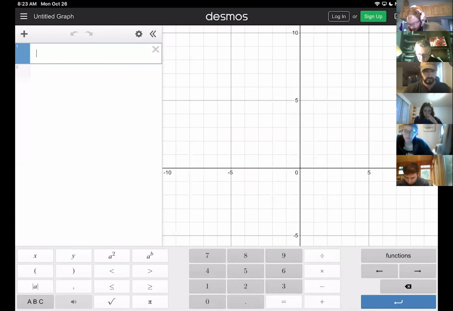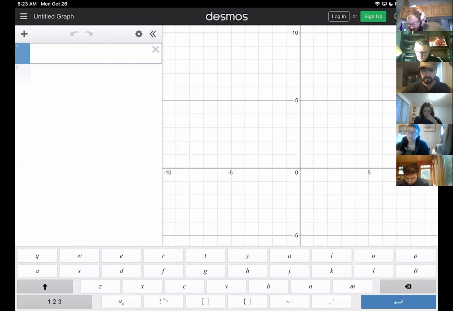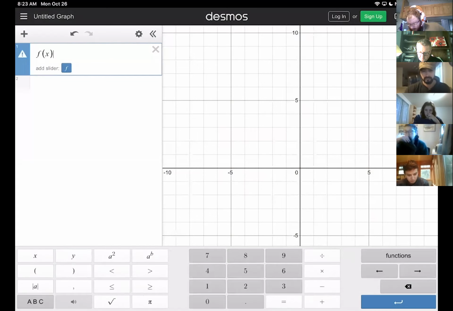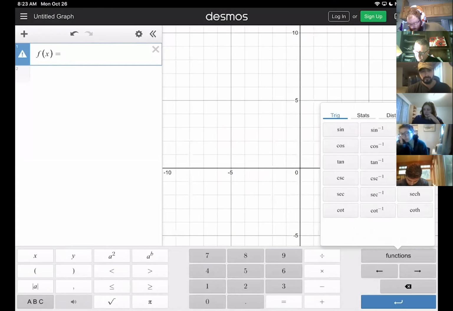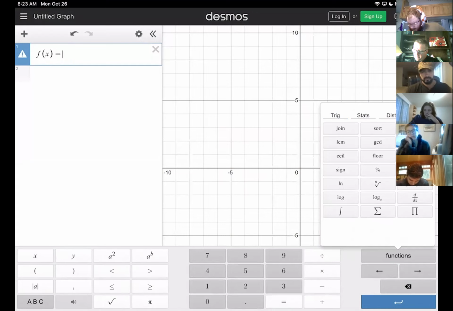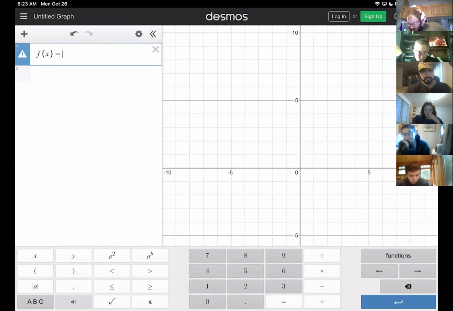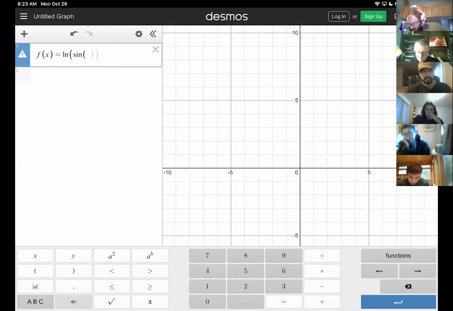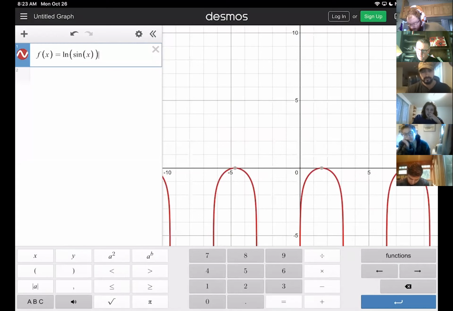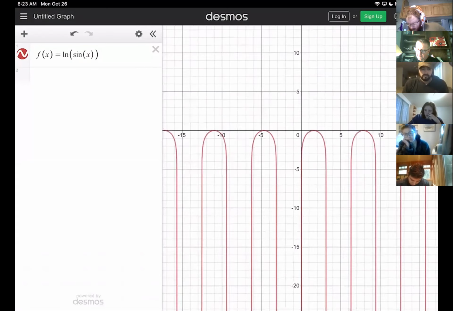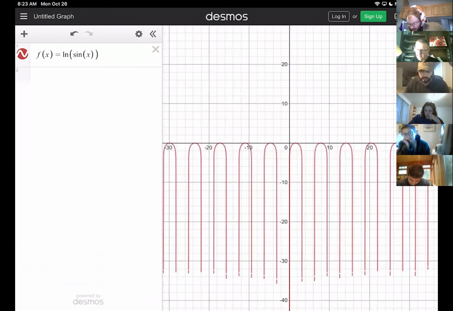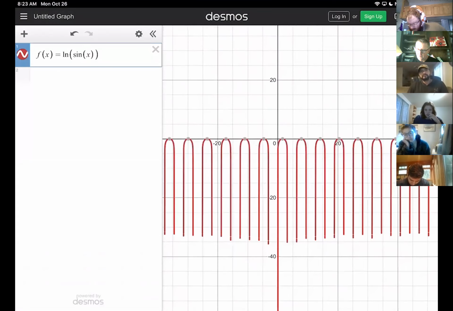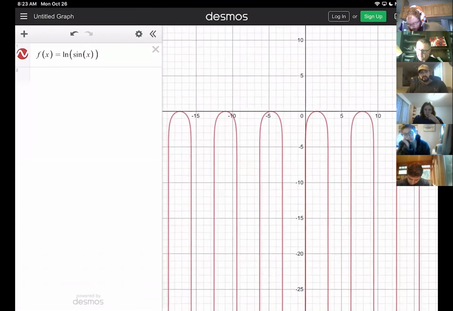So we said f of x equals the natural log. I wonder if I can type just ln, or if I have to go over here and actually find the function. I don't know. I'll find that out in a minute. Of the sine of x. So I get this graph, and that's interesting. It's like a bunch of parabola-looking things that all stay below the x-axis. And we can think about that a little bit.